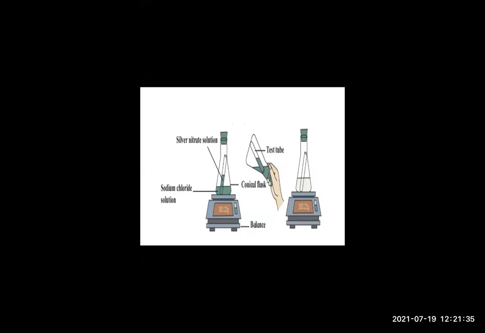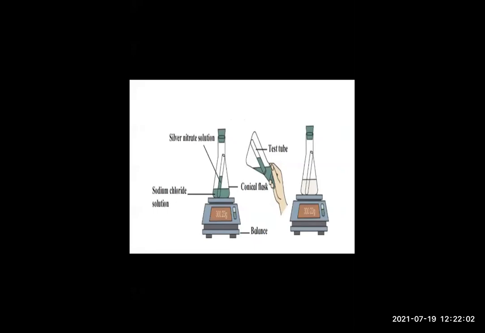Now tilt the conical flask and mix the solution present in the test tube with the solution of the conical flask. So tilt it as it is shown in my diagram. Here you can see how it is tilted. So after tilting, what happens? Both the solutions get mixed with each other. Yes or no?